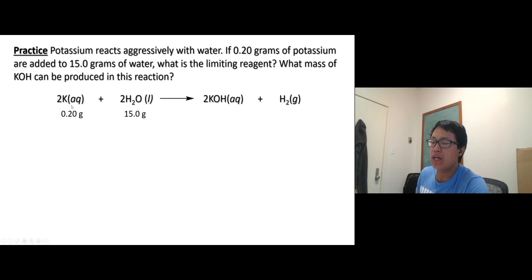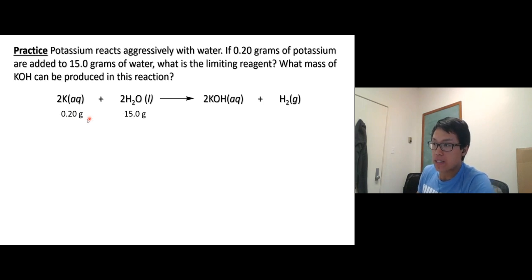This is why we call the group 1 metals alkali metals, because when you put them in water, you get a base. Alkali means a base, and that's potassium hydroxide. All right, so it looks like we have to find the limiting reagent first.